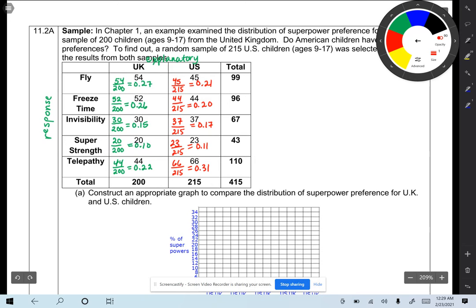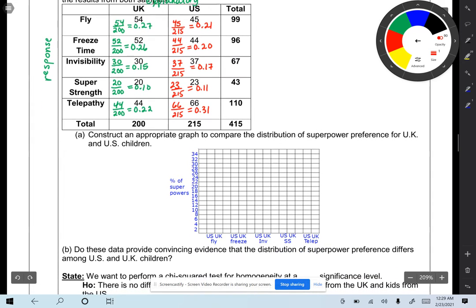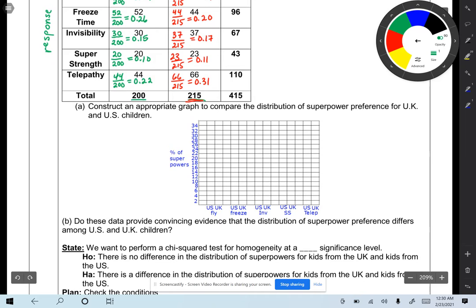All right, and so before we do anything further, we are going to construct a graph to compare the distribution of superpower preference for UK and US children. Now notice we are actually doing percent of superpowers because even though the samples are close, they're not exactly the same. So the best thing to do is just graph those. That's why I graph the percents. So we will do that for each group. So I'm going to go ahead and do UK. I'll do UK first and then I'll do US.